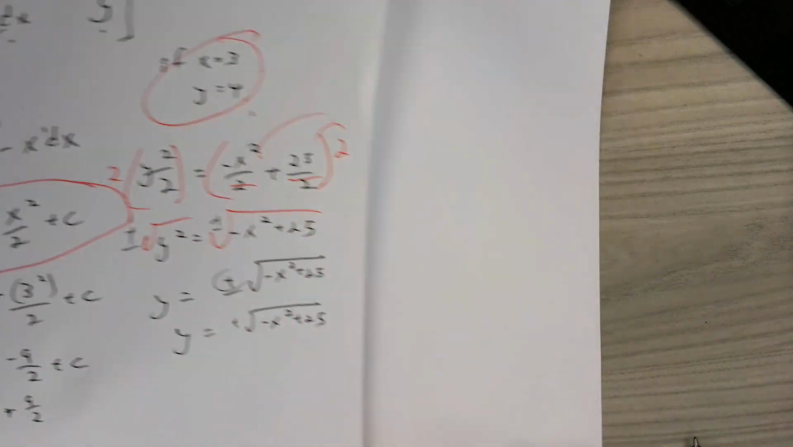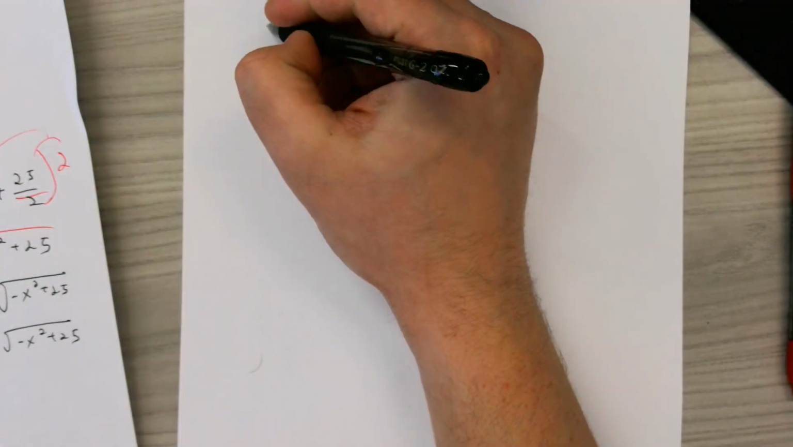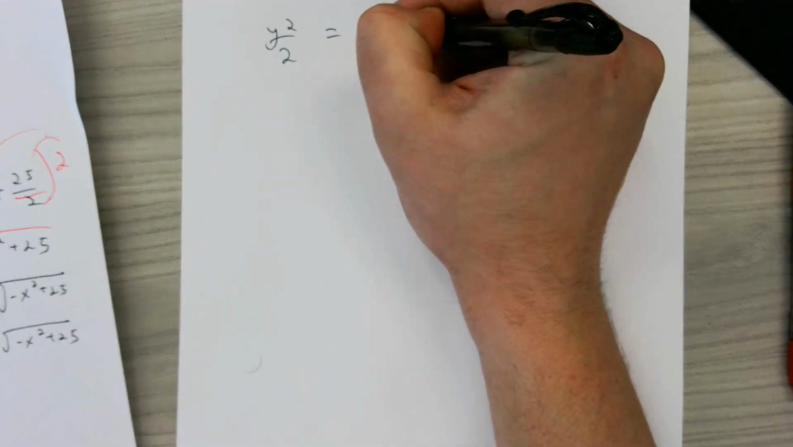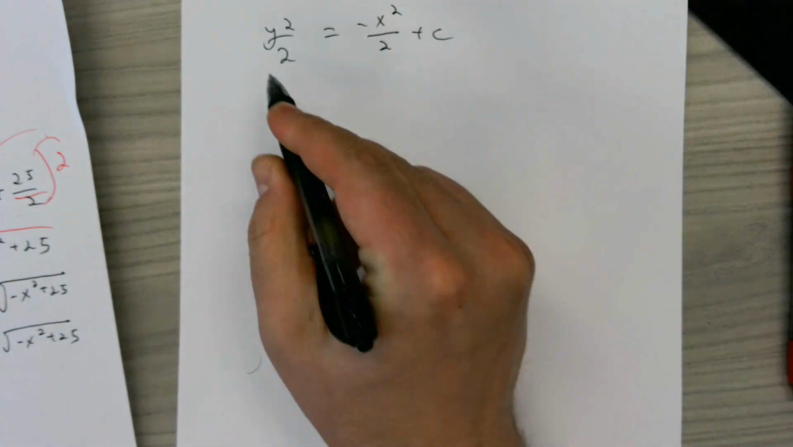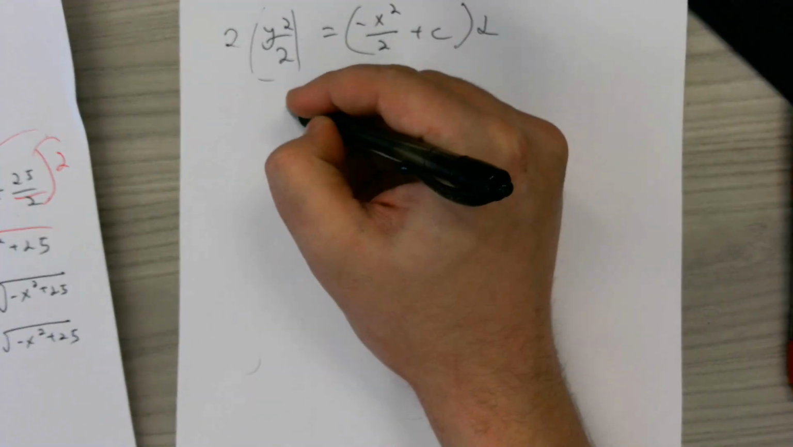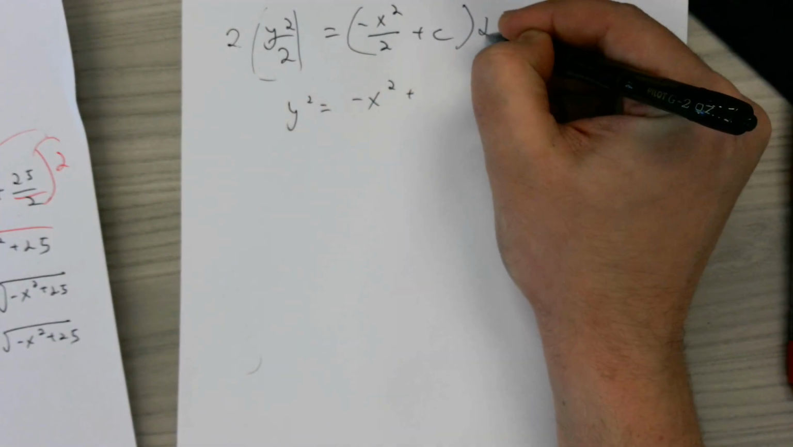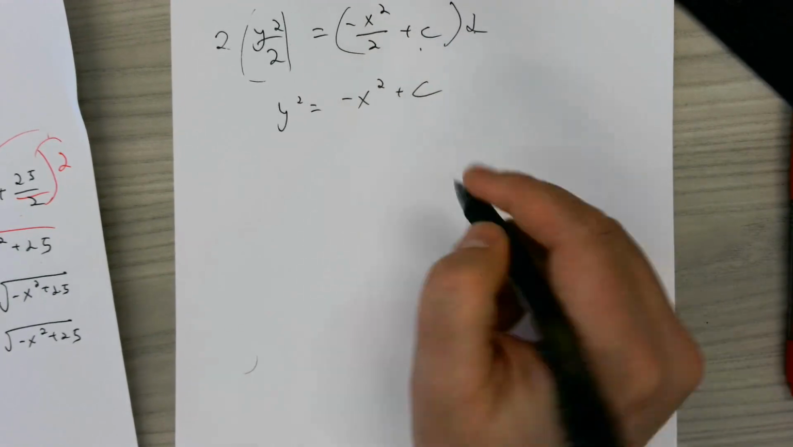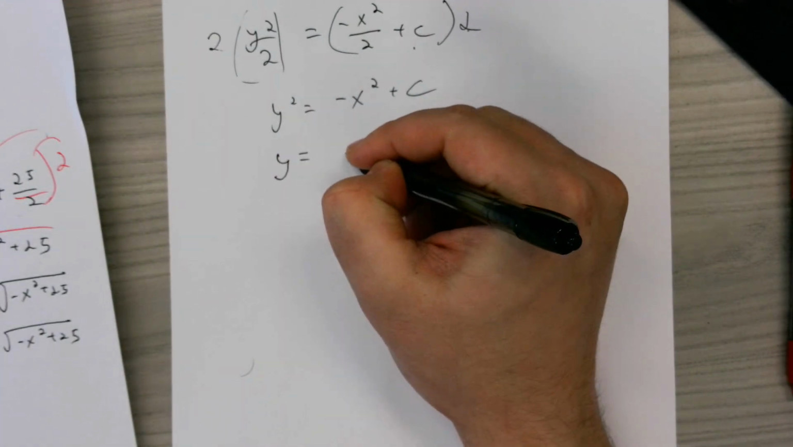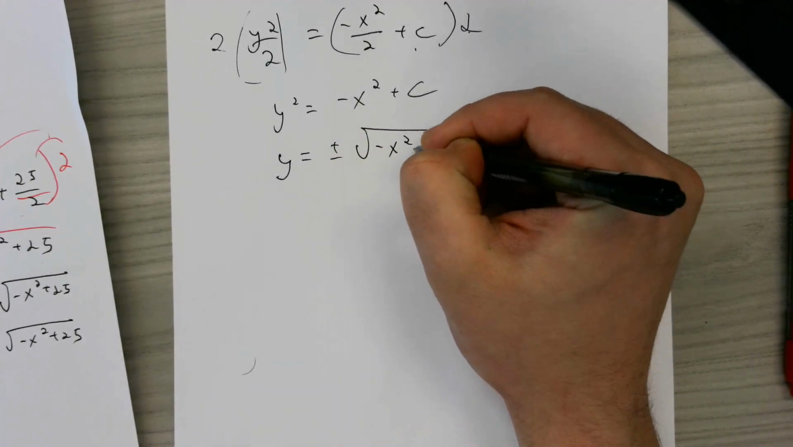Let's look at it a slightly different way, where I solve for y first. Y squared over 2 equals negative x squared over 2 plus c. Let's solve for y. I'm going to multiply each side by 2. And this is where things get a little weird, because 2 times c is still c. I don't need to adjust that c at all. Y equals plus or minus the square root of negative x squared plus c.